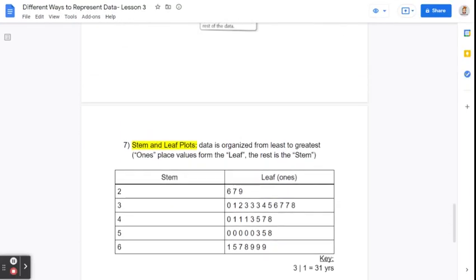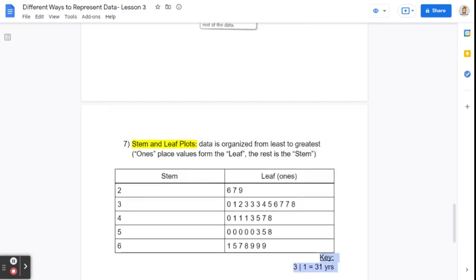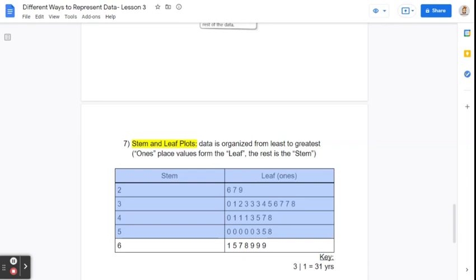Stem and leaf plots. So the data on a stem and leaf plot is organized from least to greatest. The ones place values form the leaf, and the rest is a stem. There will be a legend here as well, or a key to help us read a stem and leaf plot. Basically, for example, it says 3 and then a 1 equal 31 years. So applying this knowledge to this stem and leaf plot, that basically means 2 and the 6 represent 26. 3 and 3 is 33, 4 and 0 is 40, and so on.